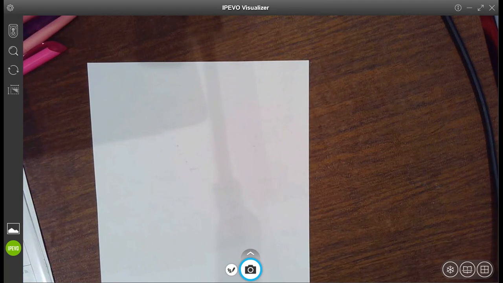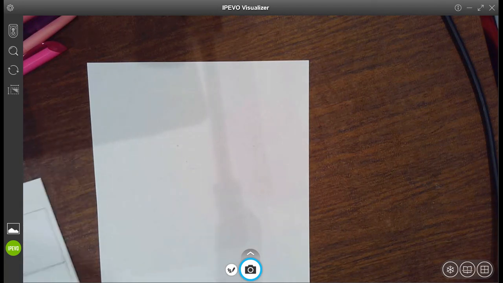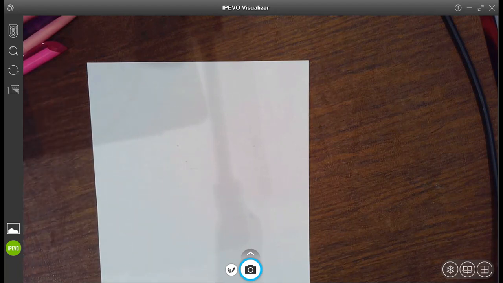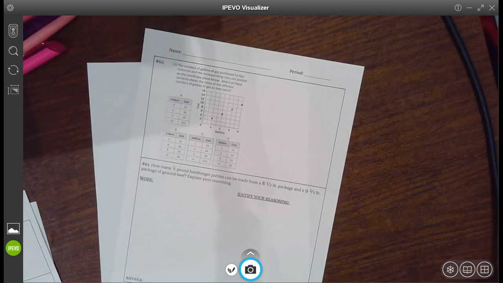Okay, for my next one, it says the numbers of gallons of gas purchased by 4 motorists. Here you go. Sorry, 1 second. Put that right here. Okay.